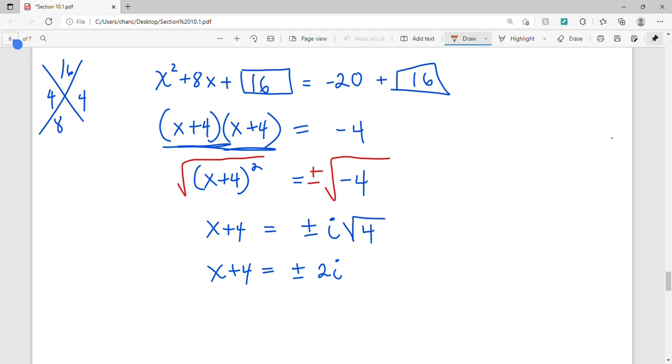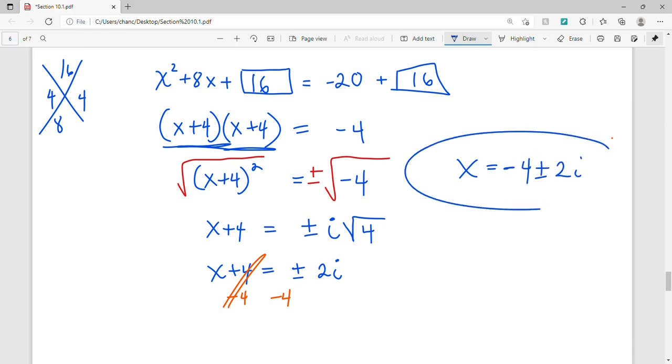Let's subtract the 4 from both sides. And so we get x is equal to, again, I want to put in front of the plus or minus, negative 4 plus or minus 2i. So we get two solutions again, negative 4 minus 2i and negative 4 plus 2i.